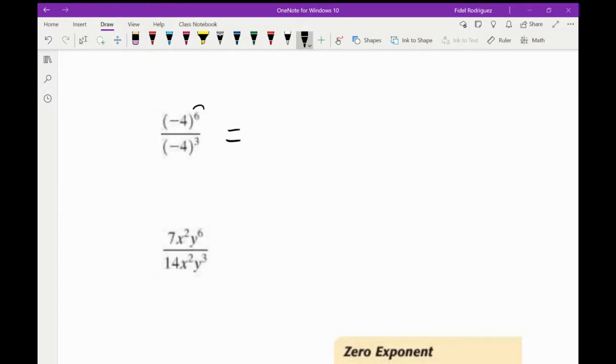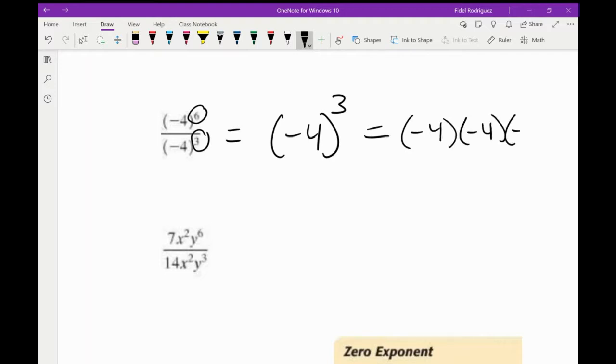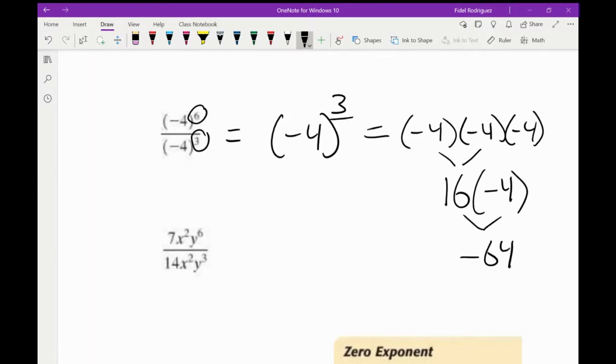Let's use the exponent rule. 6 minus 3 is 3, right? Now, the only thing we're going to do at this stage, guys, is look, it's negative 4 to the third power. Remember what that means. That means I'm going to write out negative 4, negative 4, negative 4. I'm going to write it out 3 times because that's what my exponent tells me. So when I multiply these together, that gives me a 16 times a negative 4. And then when I multiply this together, that's just a negative 64. Okay.